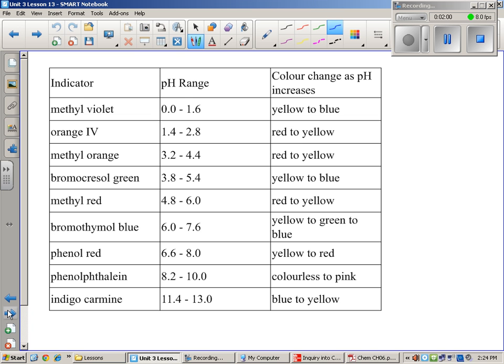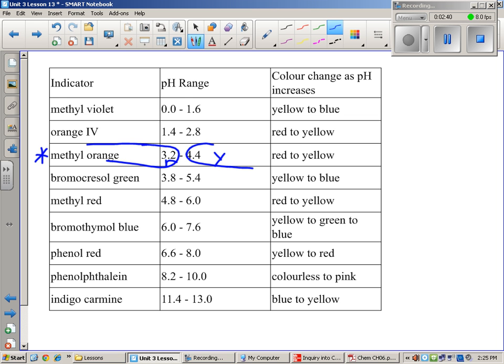Let's say, for example, we use this methyl orange one here. Methyl orange has a pH range of 3.2 to 4.4, and in that range it changes from red to yellow, okay? What that basically means is this. If the pH was 3.2 and lower, we would see a red color. So anything lower than 3.2 would be red. If the solution was a pH of 1 and I put some methyl orange in there, you would see a red color, okay?